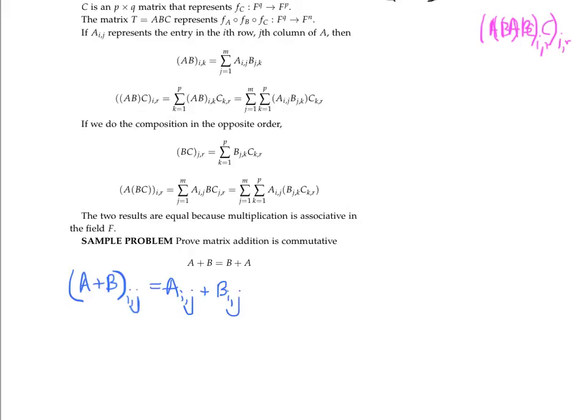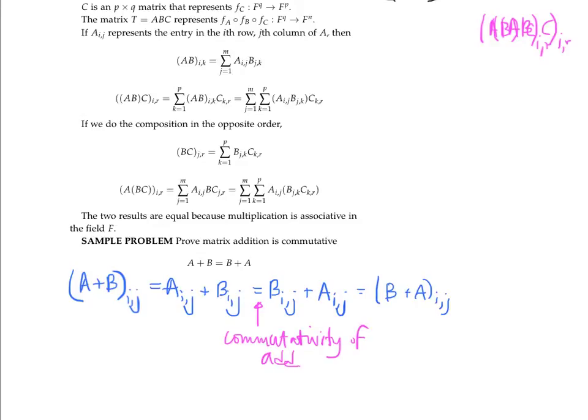entry of A. And by definition of matrix addition, how we carry out matrix addition, this is going to be the ith row, jth column entry of the matrix B plus the matrix A. And so we've shown that the matrix A plus B is equal to the matrix B plus A. The only step here that needs justification is right here, and so that's the commutativity of addition. And we're done. That was field axiom 1 right here.